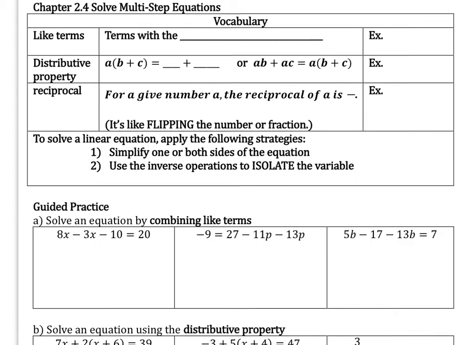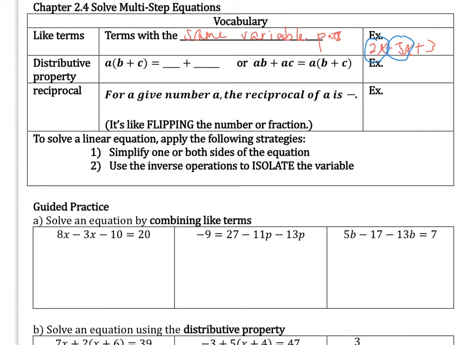2.4. Solve multi-step equations. Like terms are terms with the same variable parts. So if I give you an expression like 2x minus 5x plus 3, your like terms will be 2x and negative 5x.